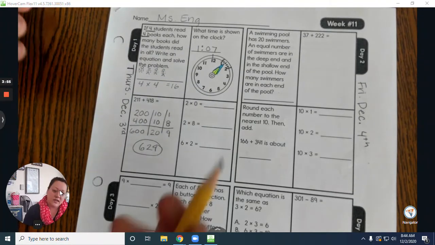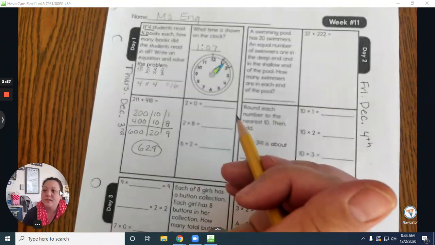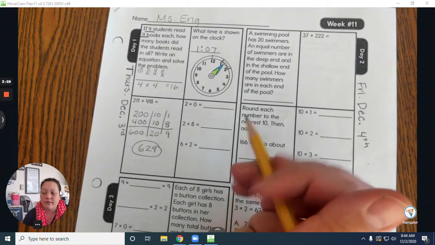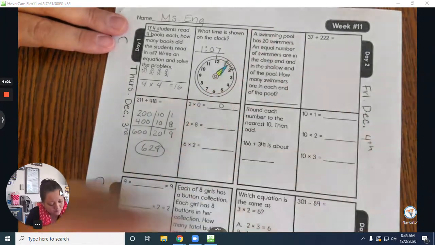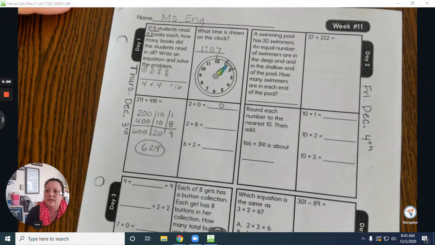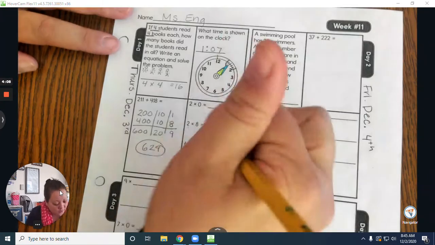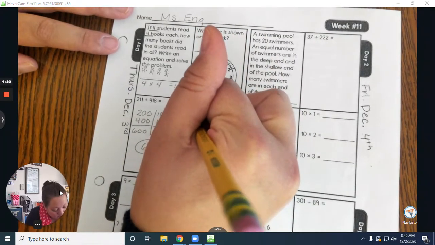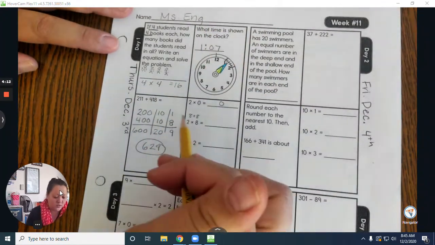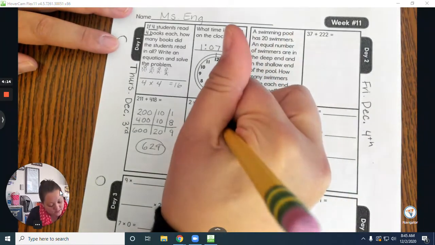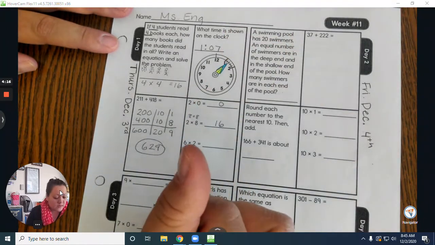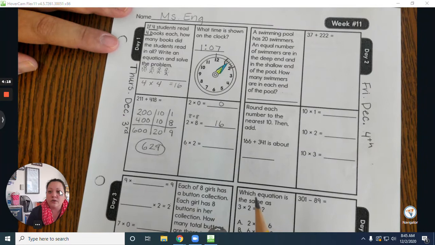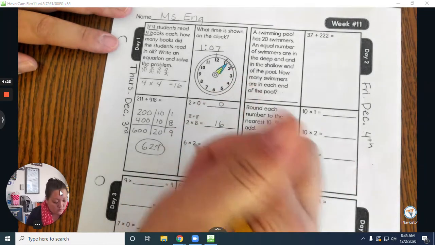Okay, 2 times 0. That's 2 groups of 0. That means it's 0. Anything times 0 is always going to be 0. 2 times 8, or 2 groups of 8. You could also write this as 8 plus 8, right? Because that's 2 groups of 8. That's 16. 6 times 2. So that's 6 groups of 2.